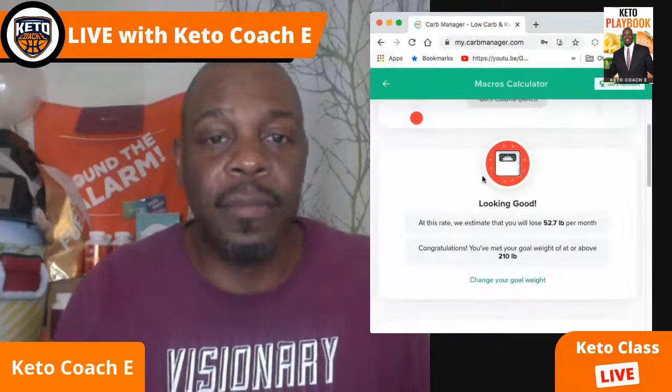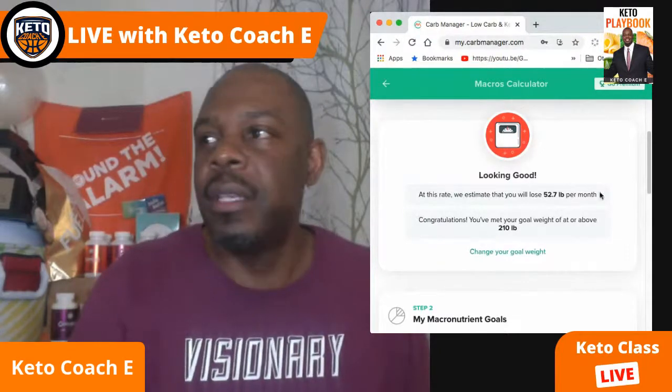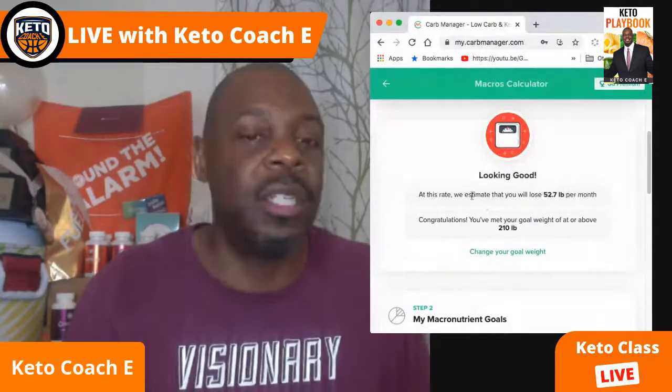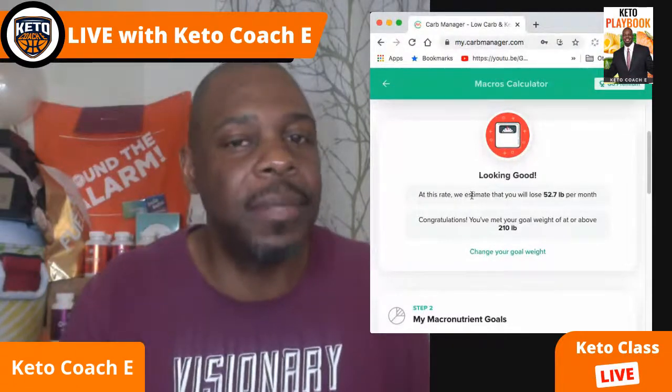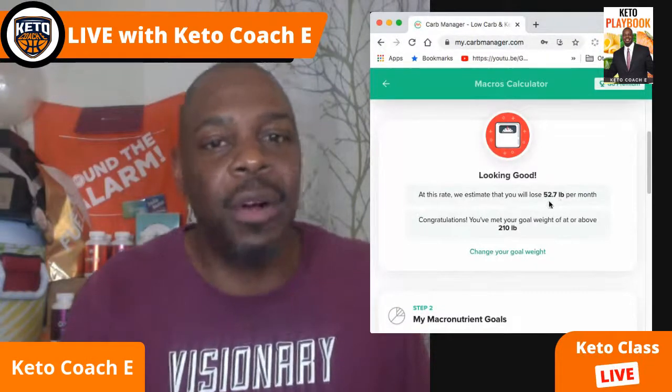All right, so here we go. It says looking good. It tells us the pounds that we would lose per month. I'm not really concerned about this part of it. This is another reason why, when you look at these apps, y'all, sometimes when the app is trying to tell you what to do to lose weight, it's not always going to be super accurate.